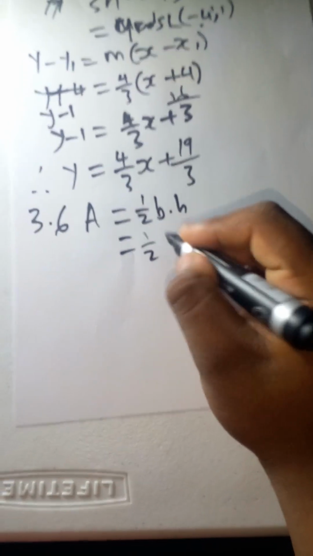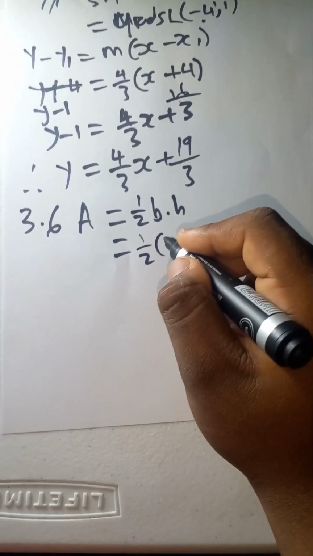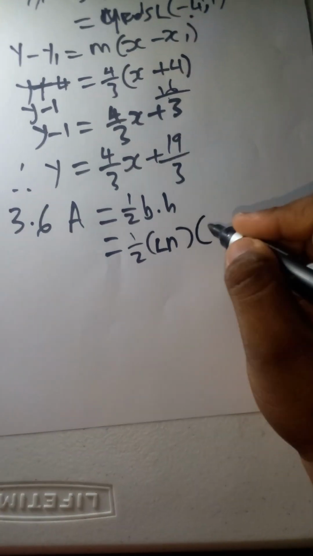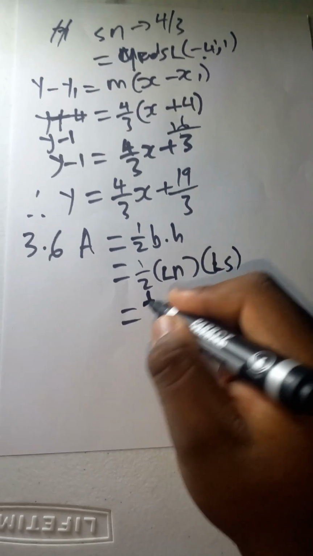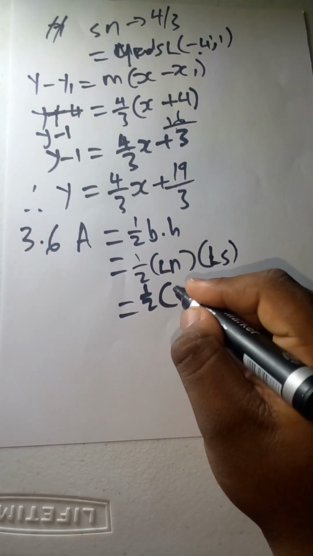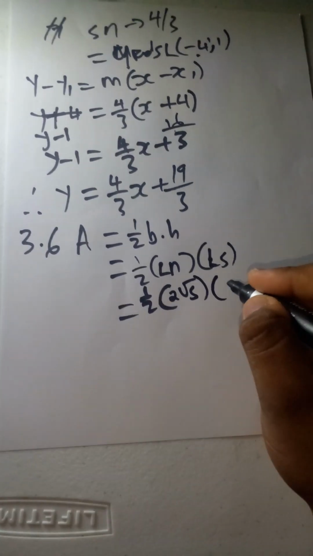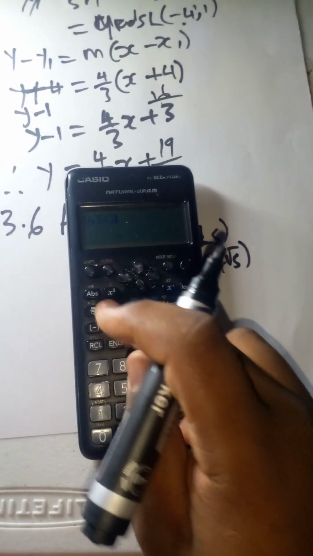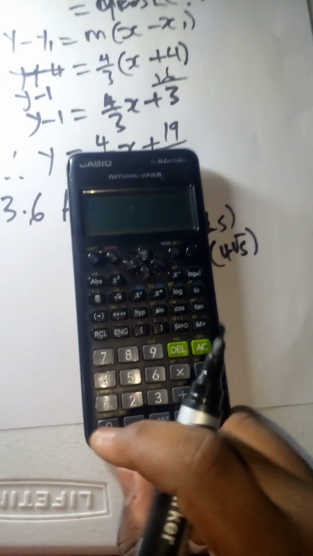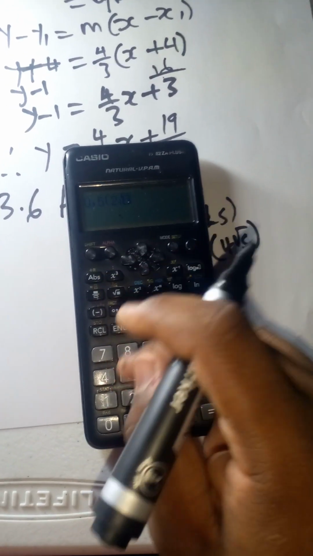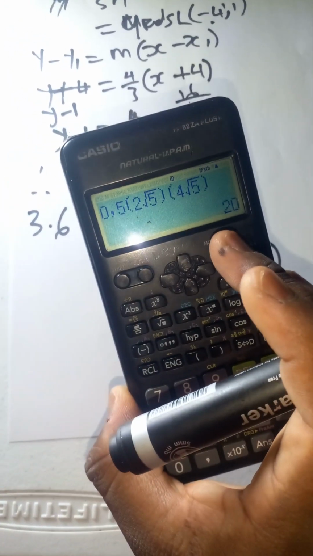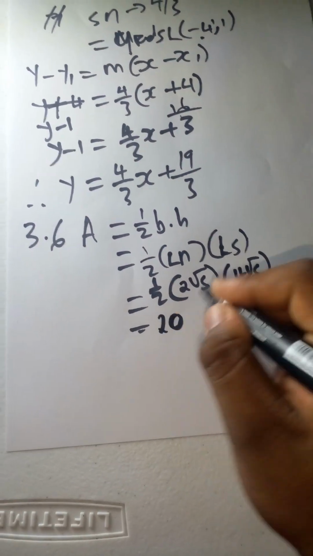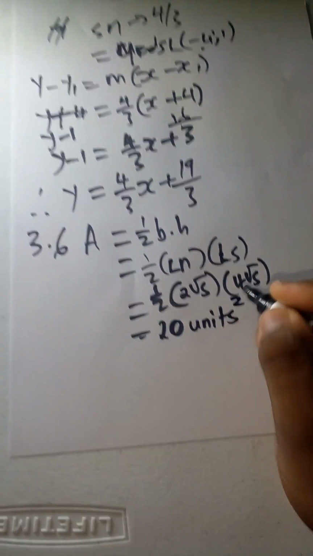So area equals half base times height in simpler ways. So 1 over 2. What is the base there? LN. The height is SL. Then half. What is LN? LN, I found it as 2 root 5. And then LS is 4 root 5. So let's get the answer. 0.5 times 2 root 5 times 4 root 5. So I get my answer, 20 there. So it basically means the area equals 20 square units.